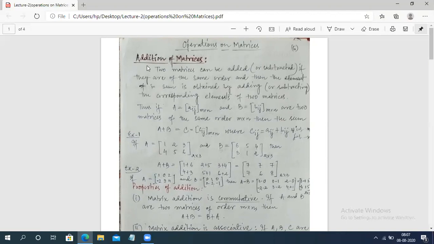First operation is addition of matrices. The addition of matrices is possible if they are of the same order. Being of the same order means the two matrices must have the same number of rows and the same number of columns. So two matrices can be added or subtracted if they are of the same order, and the sum is obtained by adding or subtracting the corresponding elements of the two matrices.